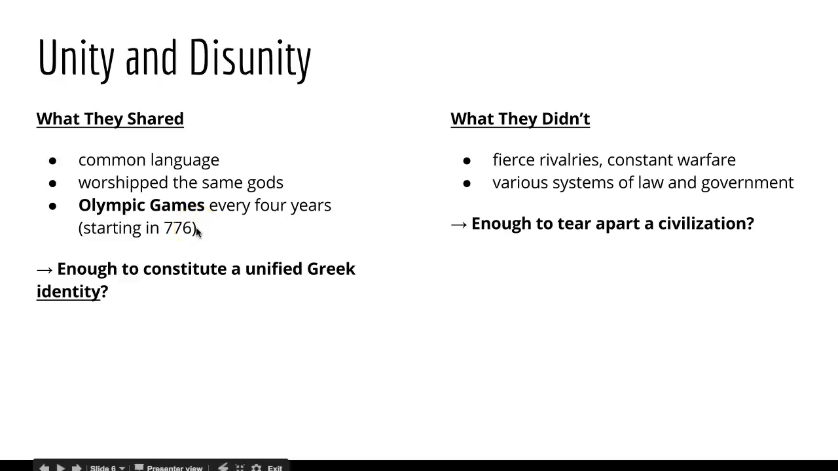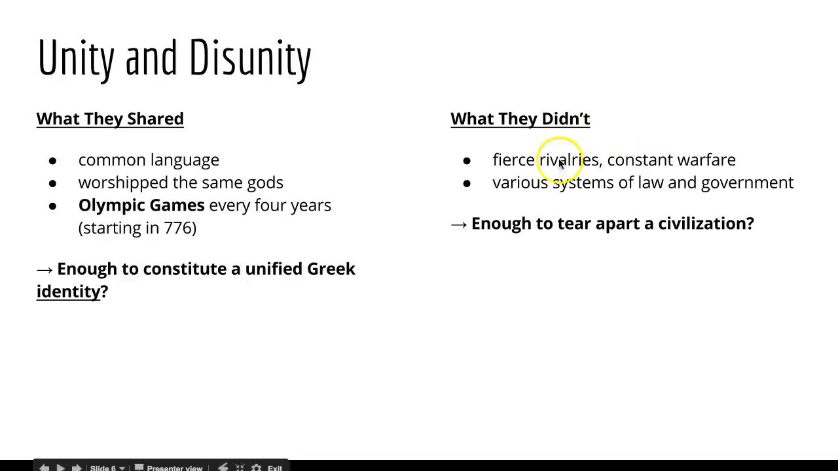And so what you can see here is obviously something that we do still today, thousands of years later. And so these Olympic Games really started back during this time frame. Now, was this enough to constitute a unified Greek identity? That's an important question to be considering. Was it enough, or were these elements enough? Some say yes, some say no, but we'll discover that as we go through the presentation.